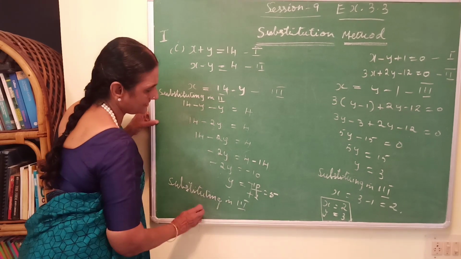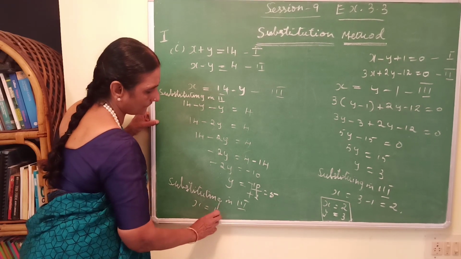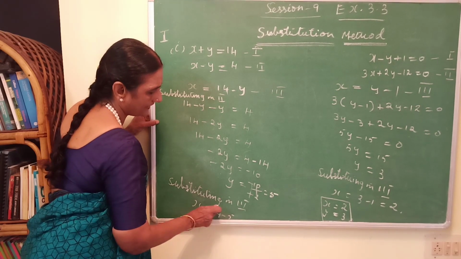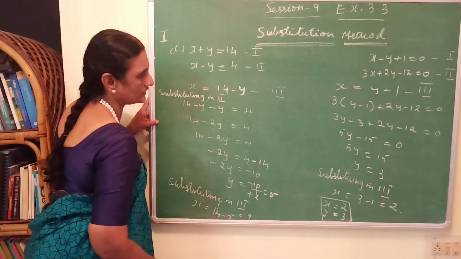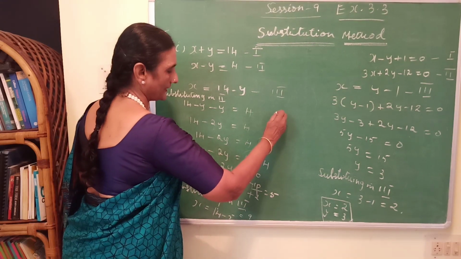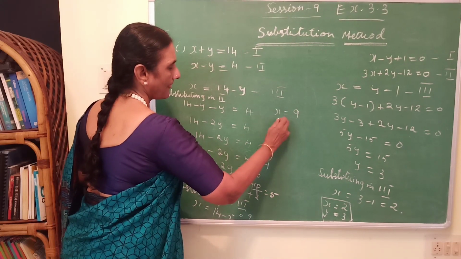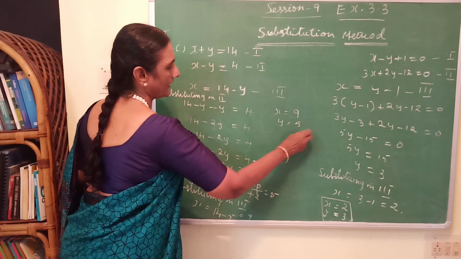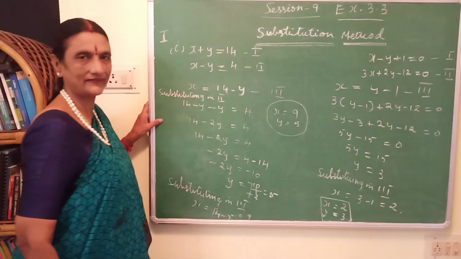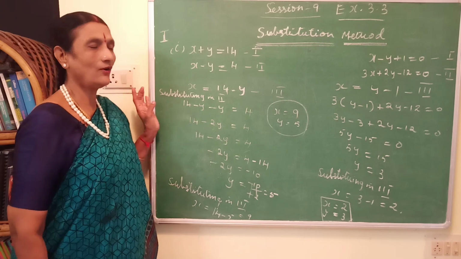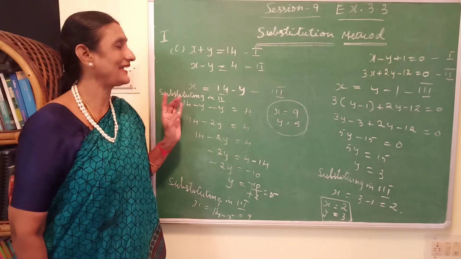In 3 we get x is equal to 14 minus 5, giving you the value 9. So we have got x is equal to 9, y is equal to 5 is the solution for these equations. Now how to find out whether it is correct or not?